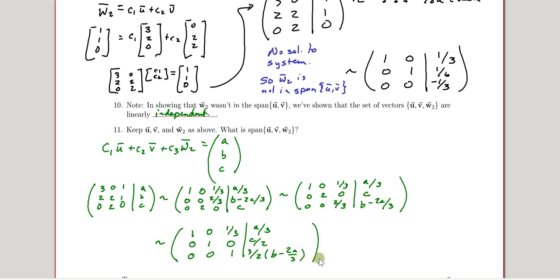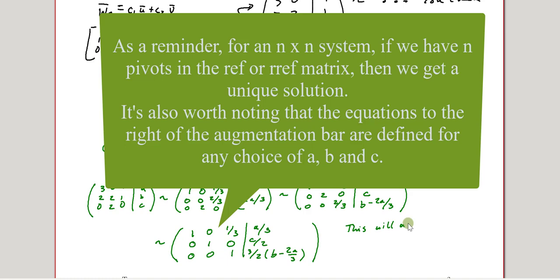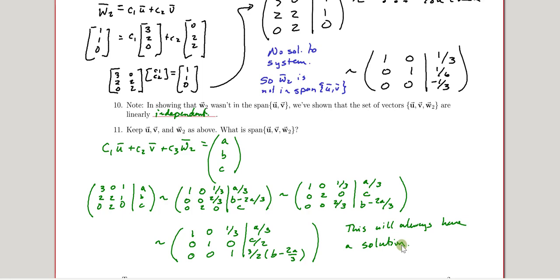So folks, I went ahead and performed the row reduction algorithm for some arbitrary vector here, and notice that regardless of what A, B, and C were, when I perform the row reduction, I do end up with an augmented matrix with how many pivots? We've got 1, 2, 3 pivots, so this will always have a solution, regardless of A, B, and C.